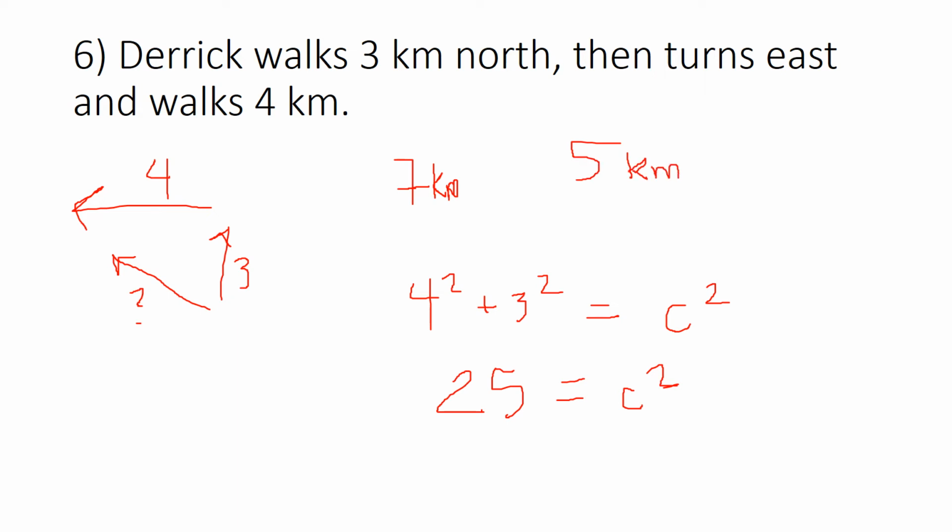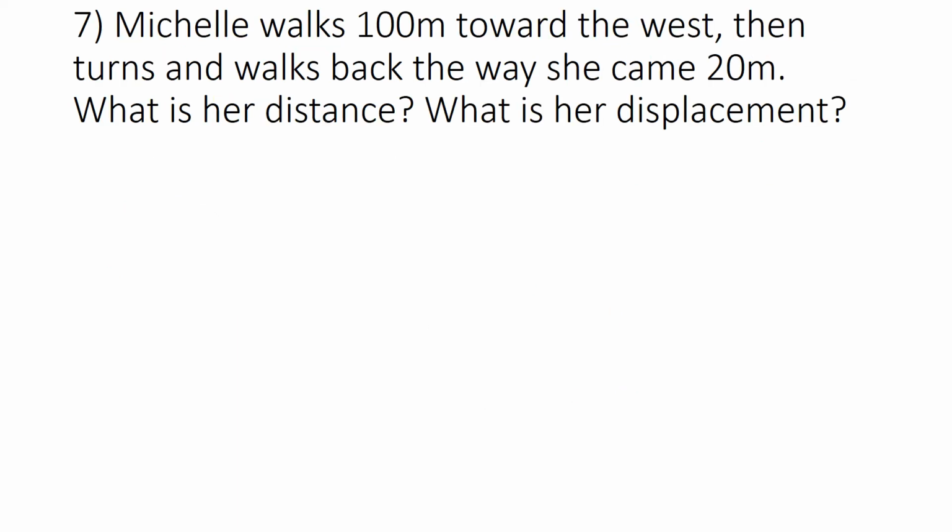Okay. And what way did he go? He went north and he went east. So there is your direction to make that a true vector. All right, problem number 7. Go ahead and pause it.